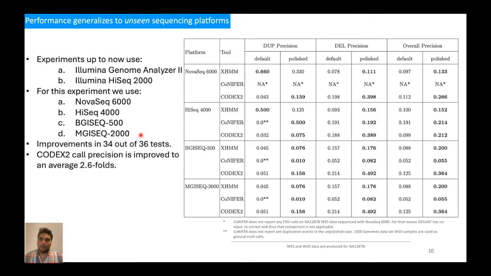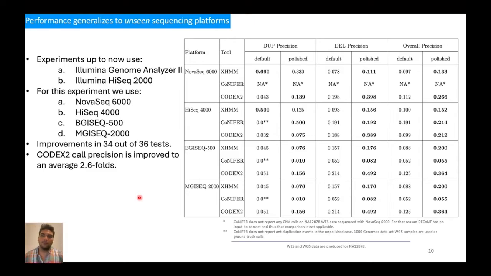For XHMM, the performance is improved in 10 out of 12 tests, reaching up to doubling the performance in overall precision performance for BGISeq and MGISeq platforms. For NovaSeq 6000 and HiSeq 4000, the performance deteriorates in duplication precision. However, XHMM makes a few duplication calls on these platforms. While Decont keeps the true positives, it adds a few false positives, and this results in the performance decrease in these settings.